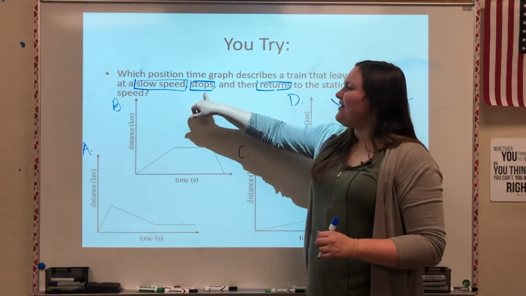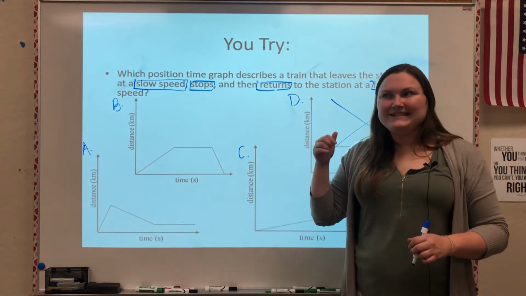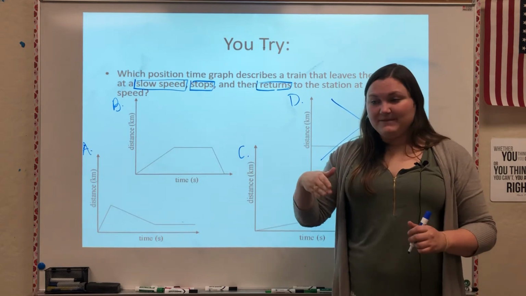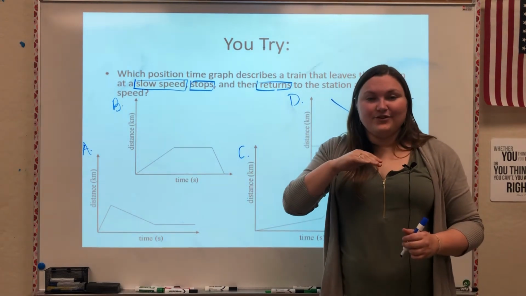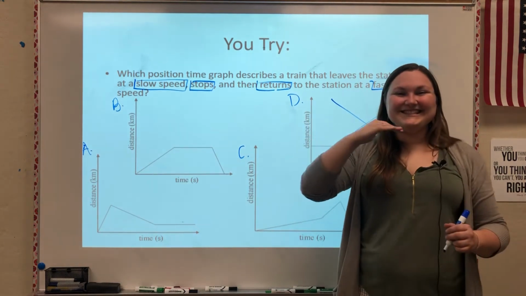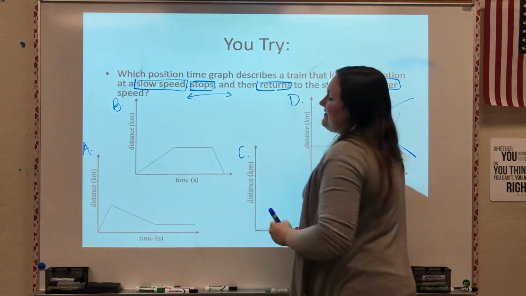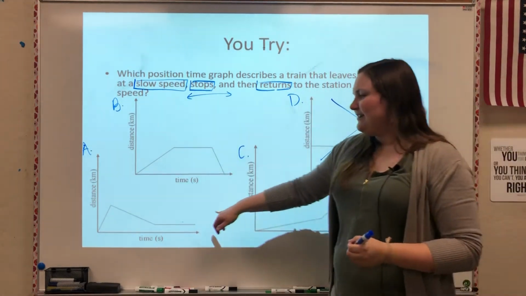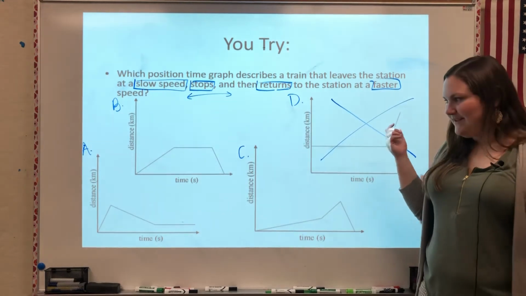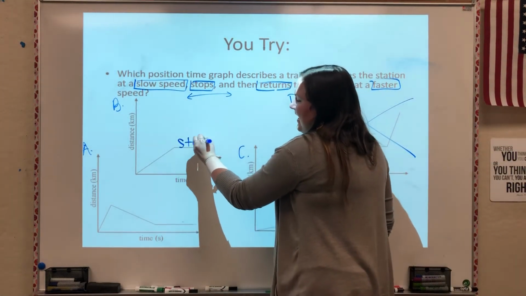Then the next part is we want it to stop. We're looking at distance graphs. What is happening to the distance when you're stopping? Well, if you stop, that distance isn't changing. If you're stopping, you're not moving further away, you're not returning. The distance is staying the same. That should be a horizontal line. If I look at these 2 here, they don't have horizontal lines. That means these 2 trains never stopped. This is the only one that's showing me a stop.